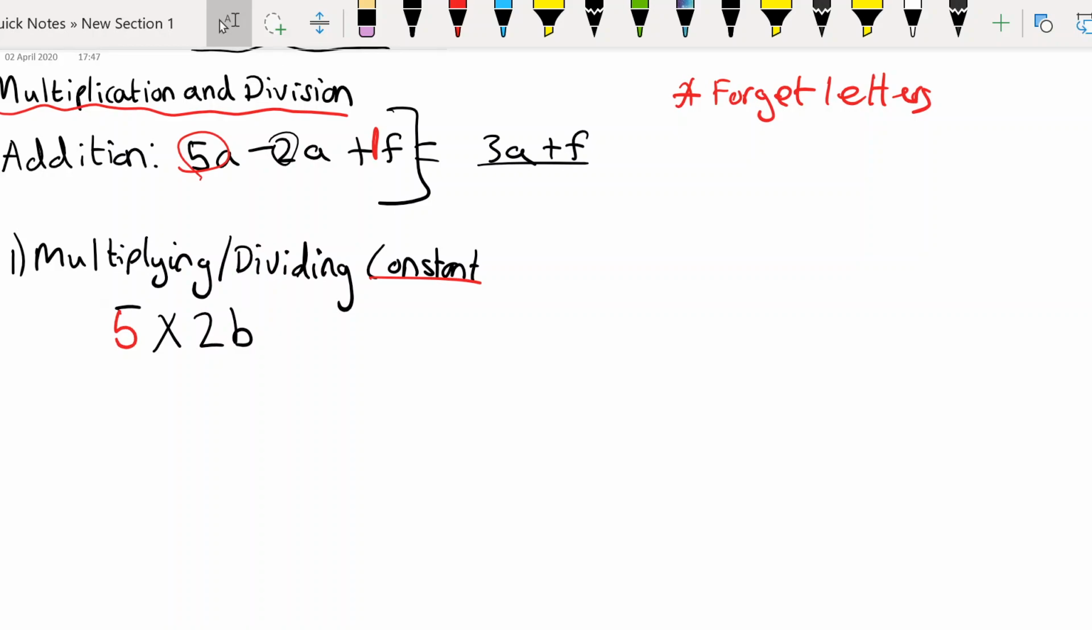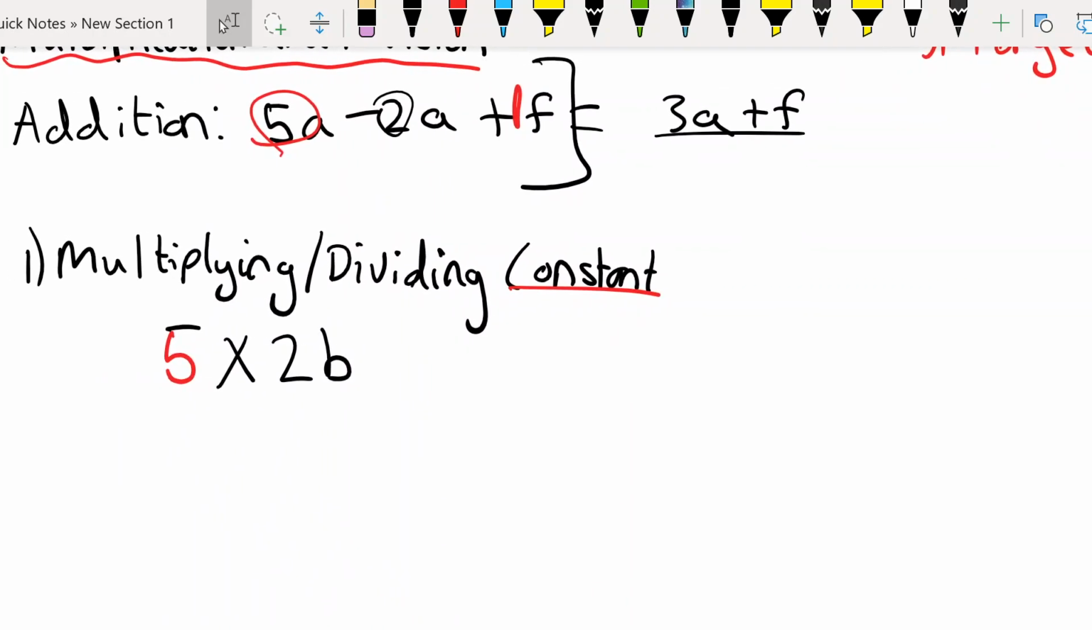So the first thing we're going to be doing is multiplying by a constant. So how do I multiply or divide by a constant? So multiplying, so 5 times 2b. What I do is I look at the numbers. So I take my constant, my number, 5, and I look at the number in front of whatever letter, doesn't matter what letter it is, and I just multiply the numbers. So I do 5 times 2, that gives me 10, and then I put the letter on the end. So 5 times 2b is 10b.